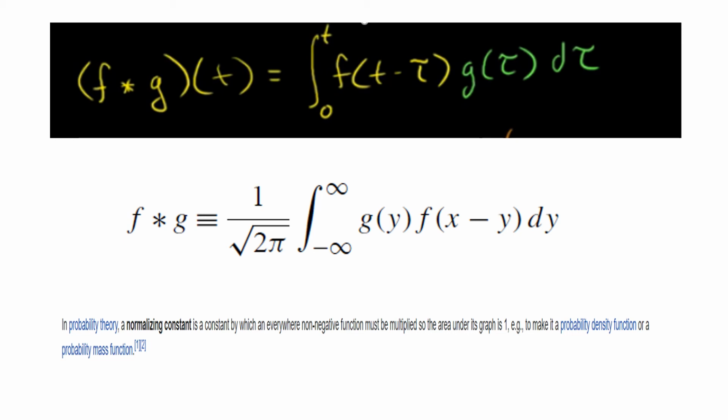And in some cases we can see that the convolution function is normalized by including factors like factor 1 over root of 2 pi. This is a normalizing constant, which is actually a constant by which an everywhere non negative function must be multiplied so that the area under the graph is 1. So you can see in some cases the normalizing factor is also included in the convolution expressions. So this is to show the various ways of representing convolution.